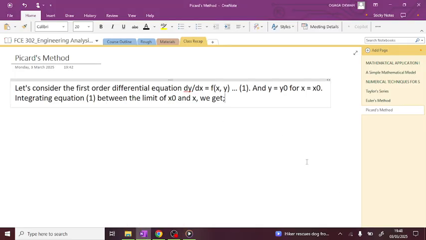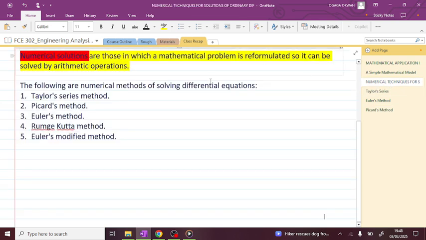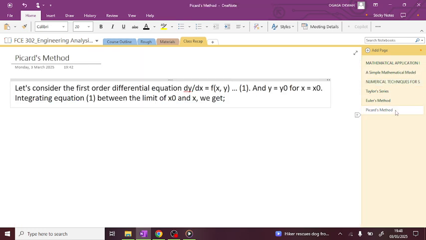So in this video we'll be talking about Picard's method. Of course, it's another method to get a numerical solution of a differential equation or a mathematical model. But first, in our last video we talked about Euler's method.